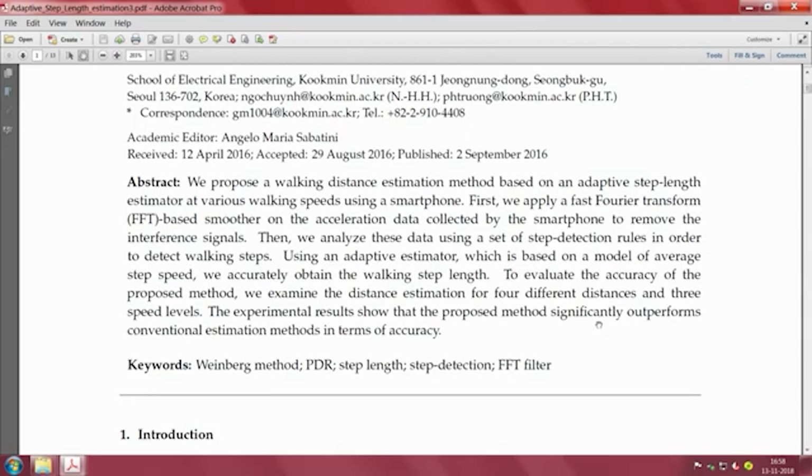So what is the key takeaway from this paper? This point: an adaptive estimator is what they use, which is based on the model of average step speed. Okay, so they have to use the average step speed in order to accurately obtain the walking step length. This is the big takeaway from the paper.